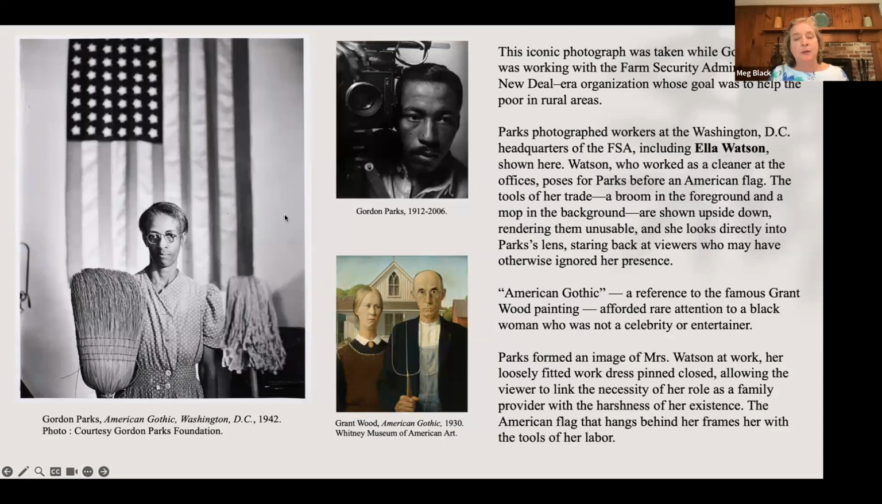Ella Watson was a widow. Her husband had been lynched a few years earlier, leaving her a widow, and she's also a grandmother. So this woman is raising her own children and her grandchildren in this very tight apartment. And of course you can see the American flag behind her. The initial photograph was named Working Woman in Washington. It was not named American Gothic.